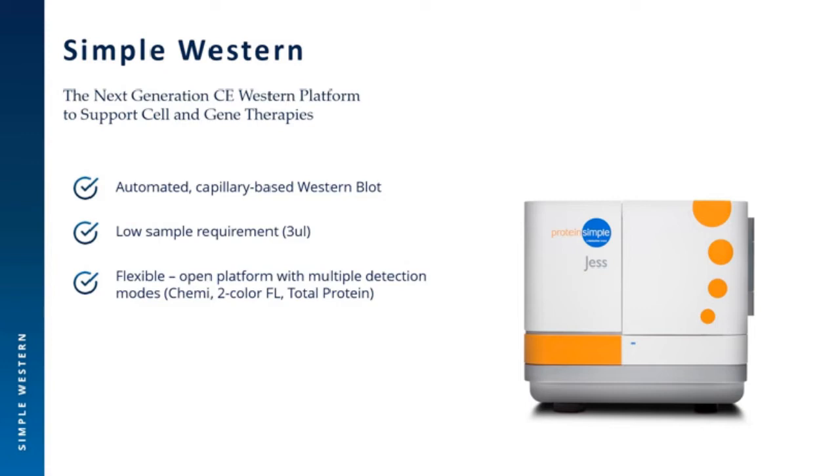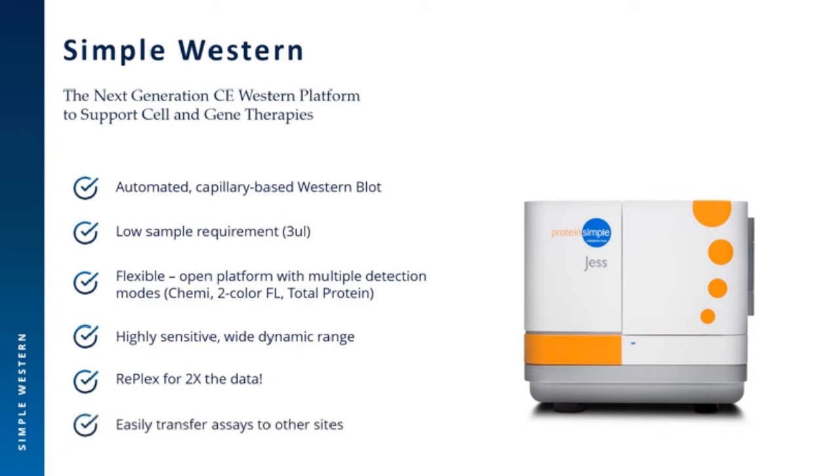The platform is highly sensitive, generating assays with a wide dynamic range. In addition, Simple Western features replex on some instruments to double the amount of data per run. And lastly, just like Simpleplex, due to the automated nature of the platform, assays can be easily transferred to other sites.